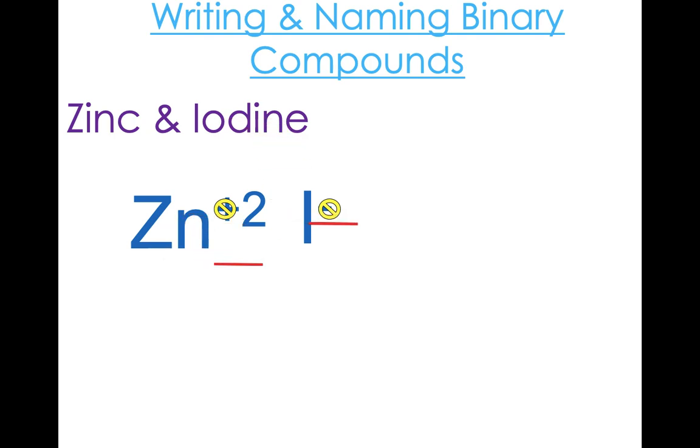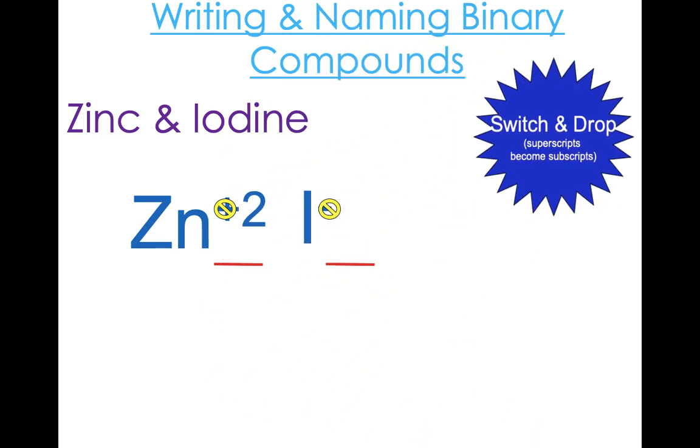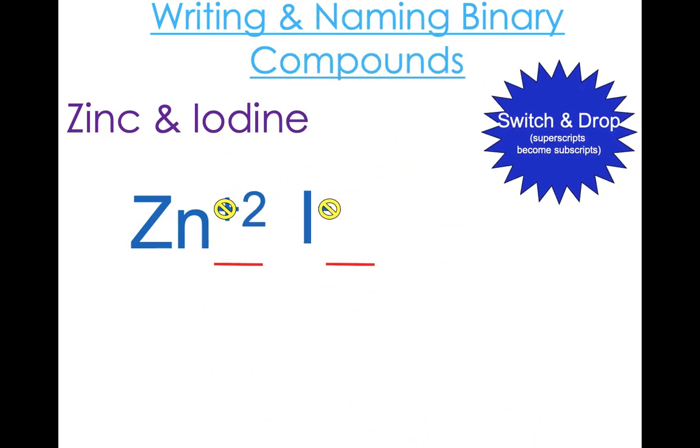So, we know we're going to write our subscripts on these red lines. We're going to switch the superscripts and drop them. So the 2 is going to come down here. What's understood to be the 1 on the iodine will come down here. I'm going to write the 1 in, but we're not going to write it in our final formula.